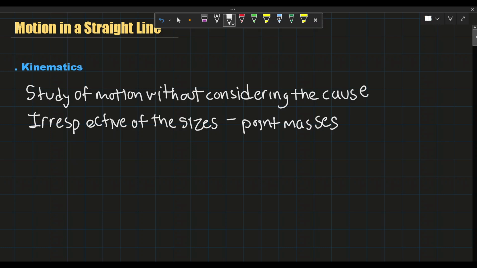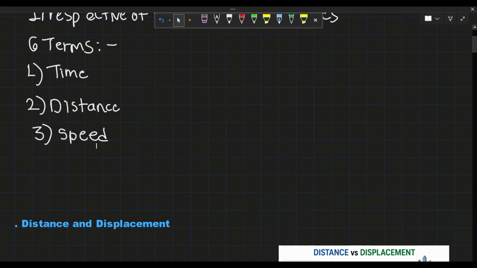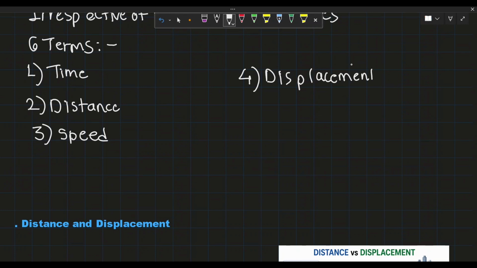It's important to describe 6 important terms which would be used in this chapter, which are time, distance, speed, displacement, velocity, and acceleration.